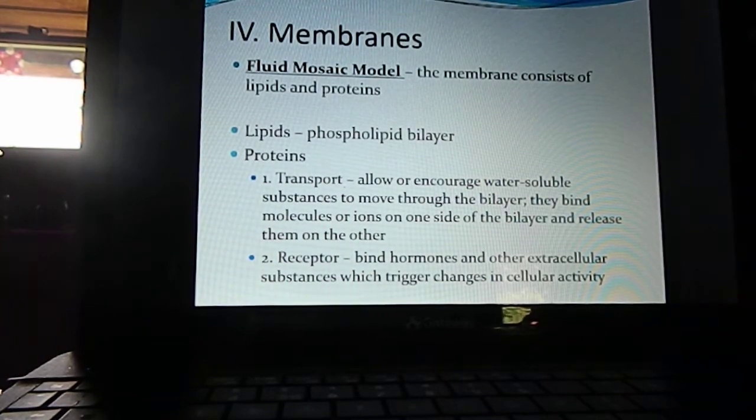And then the mosaic part of the model: a mosaic is a piece of art that's made of different kinds of art. So the mosaic part of the membrane is the proteins. There are proteins attached to or embedded in this bilayer. All right. And so probably the most important of these is called the transport protein. It's a protein that allows polar molecules to go through, into and out of the cell.